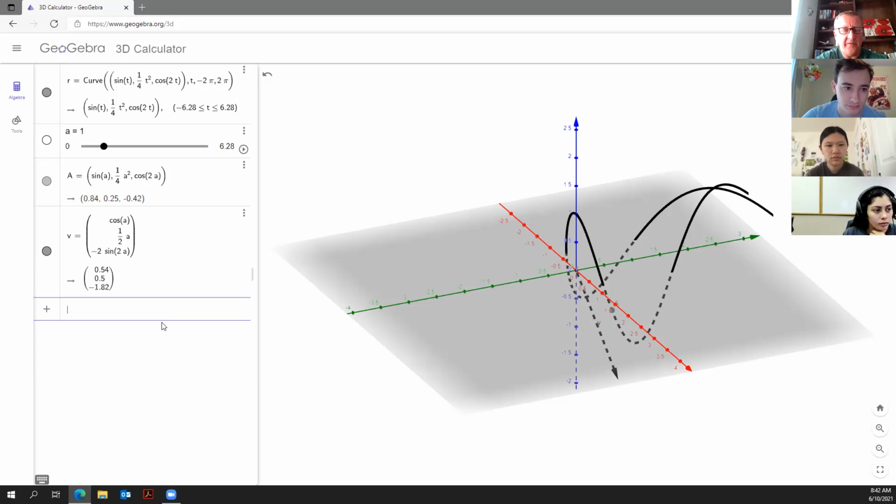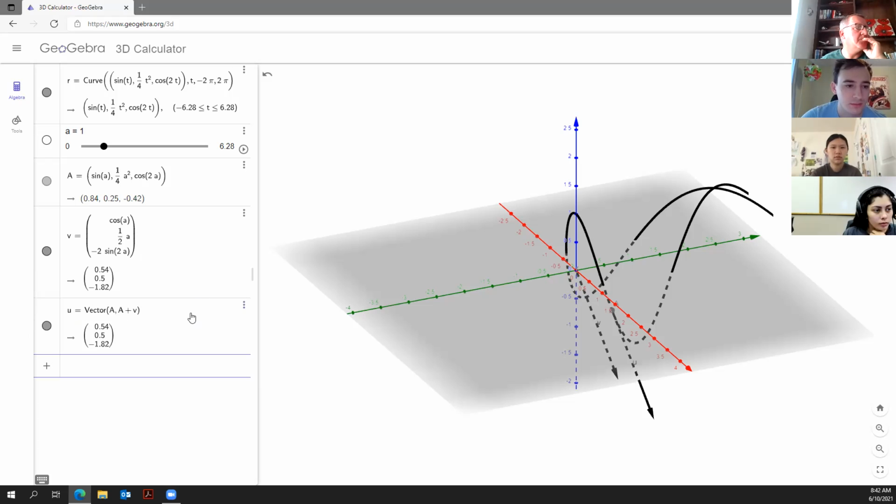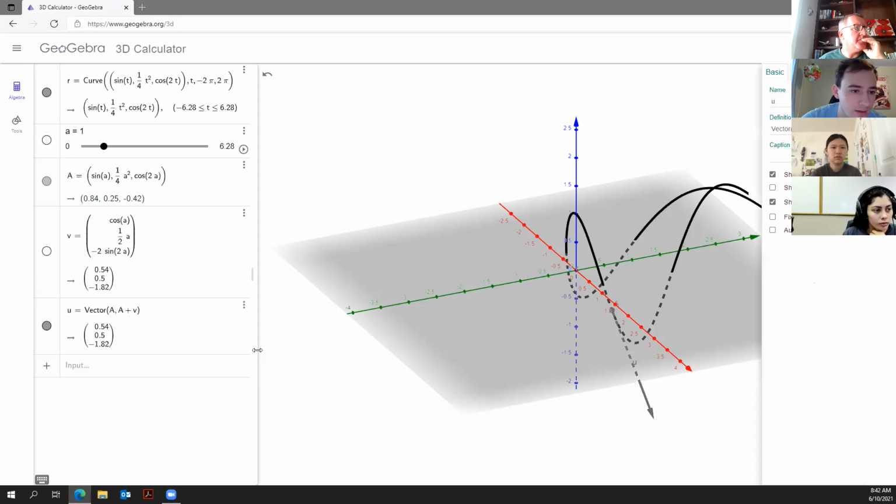And then I went on and said, okay, let's make a vector that starts from a and then goes to a plus v. Right? So you can also go into settings and on this top one, if you want to, change the position of that to a, like on the v vector.